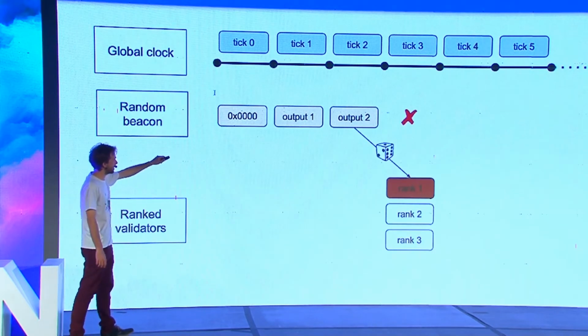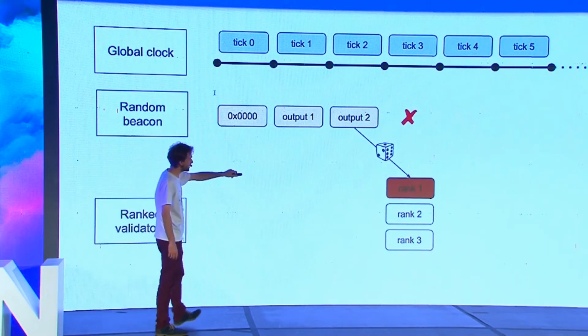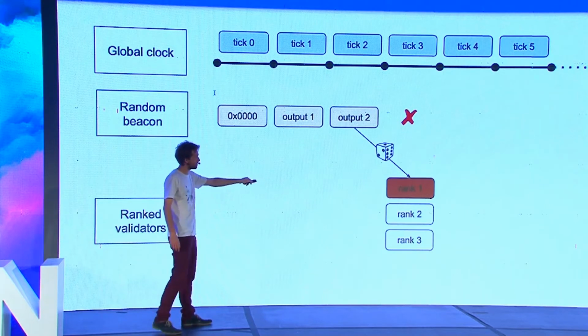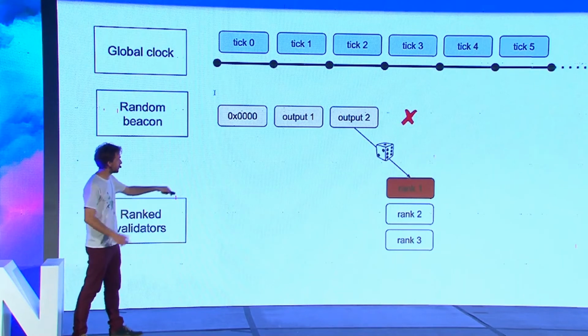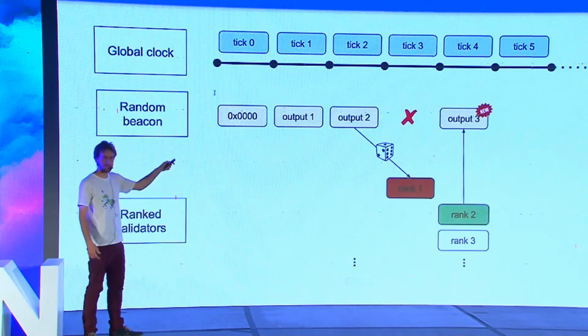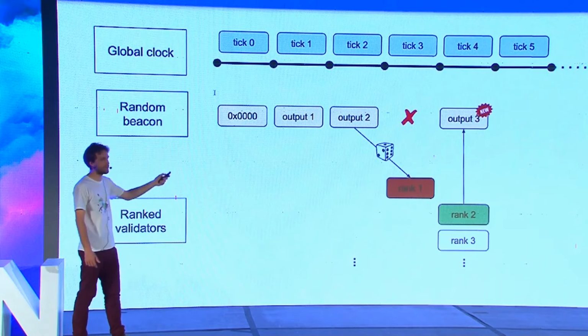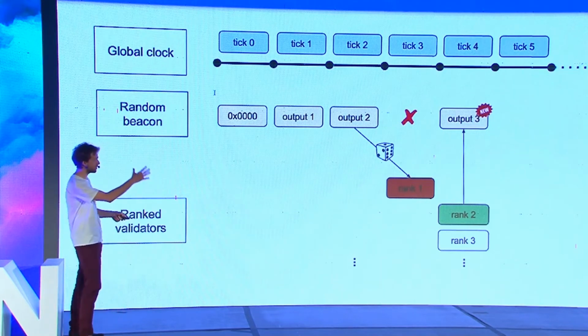But here something bad happens. In tick 3, the validator in rank 1 didn't reveal his pre-image. So the validator in rank 2 will be invited to join in, and the random beacon continues. So it just stalls for 5 seconds.